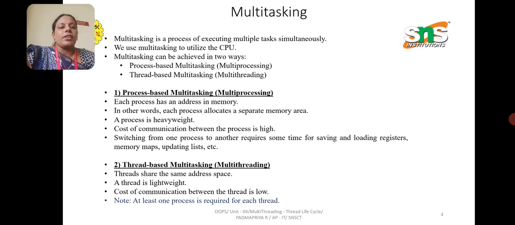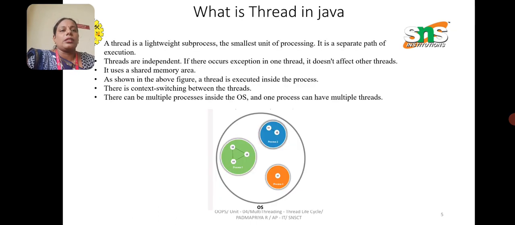A process is heavyweight. The cost of communication between the processes is high. Switching from one process to another requires some time for saving and loading registers, memory maps, updating lists, etc. Thread-based multitasking: threads share the same address space. A thread is lightweight. The cost of communication between the threads is low. Note, at least one process is required for each thread.